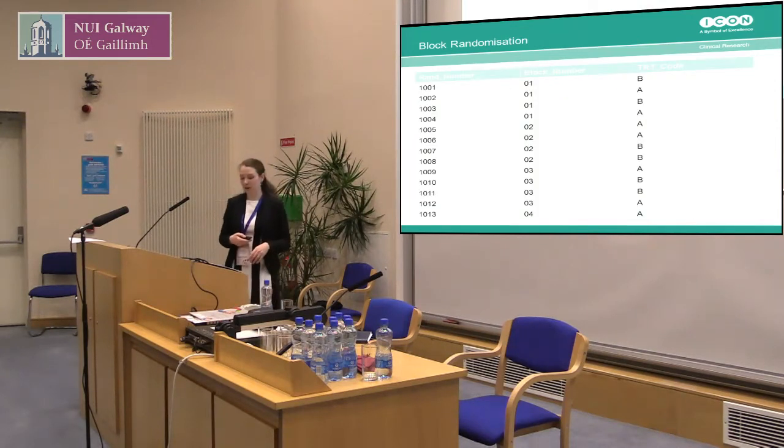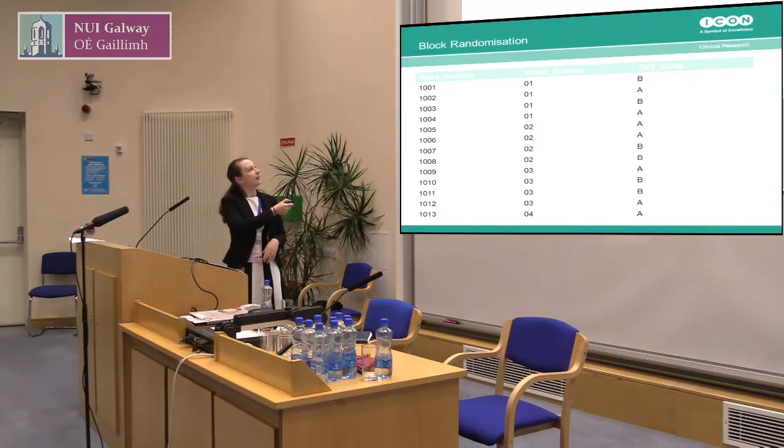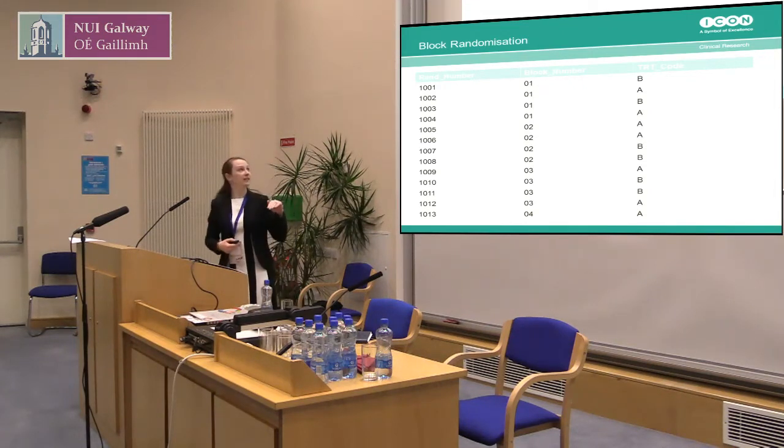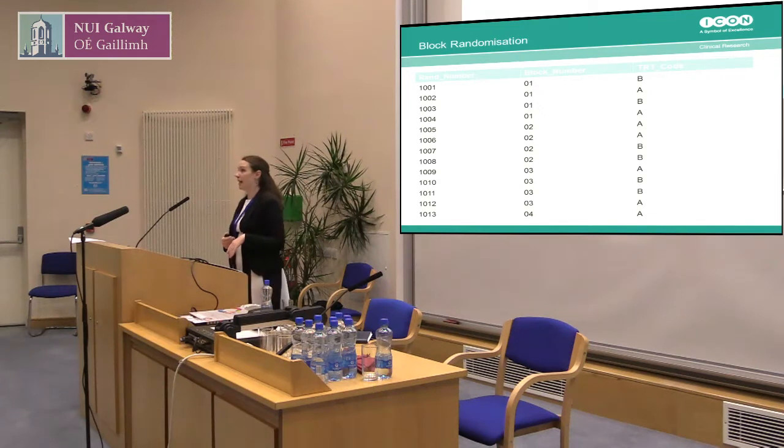So this is what it would look like. The block is included there, and you can see 2 Bs and 2 As in each block. There is this period where you have 3 As in a row, but that is because they're going across different blocks. It means that you can never have a long run. In this case, the longest run you could have would be 4 until you'd be back to the other treatment group.